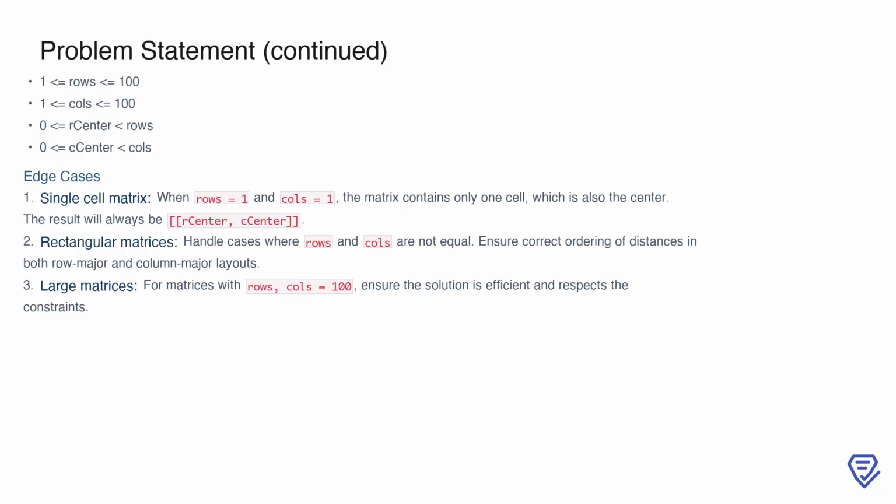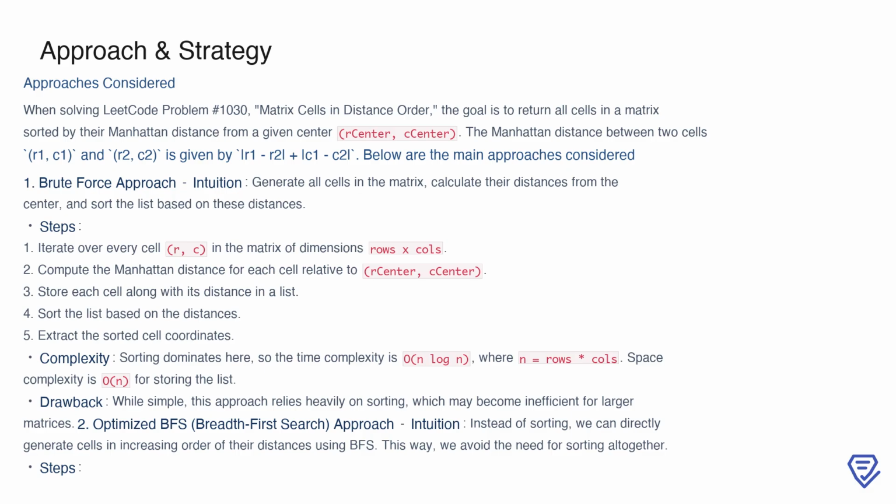respect the problem's constraints. To solve LeetCode problem number 1030, the objective is to sort all cells in a matrix based on their Manhattan distance from a given center, (rCenter, cCenter). The Manhattan distance is calculated as the sum of the absolute differences of the row and column indices. One straightforward method to achieve this is the brute force approach, where we iterate over all cells in the matrix, compute their distances from the center, store these cells along with their distances in a list, and then sort the list. While this method is simple and intuitive, it relies on sorting, which has a time complexity of O(n log n), where n is the total number of cells. This makes it less efficient for larger matrices.